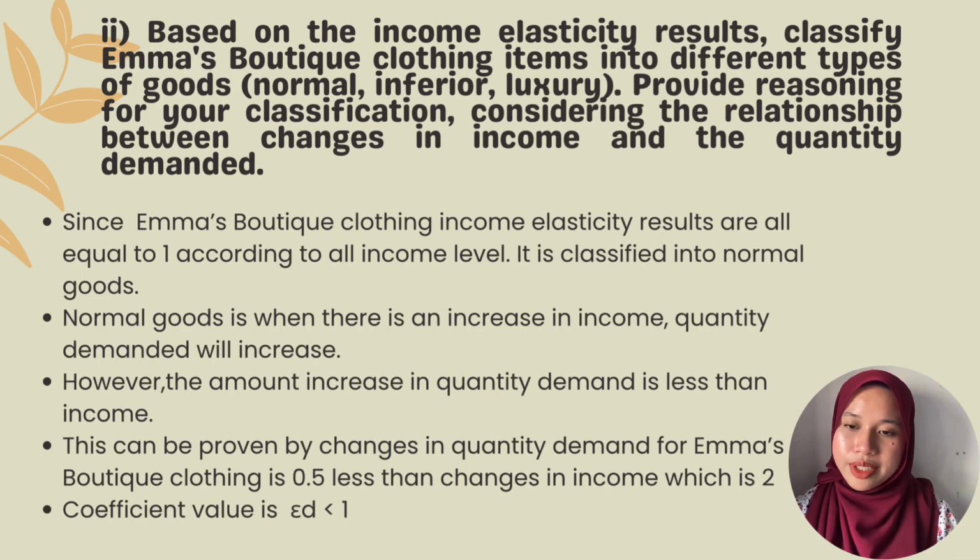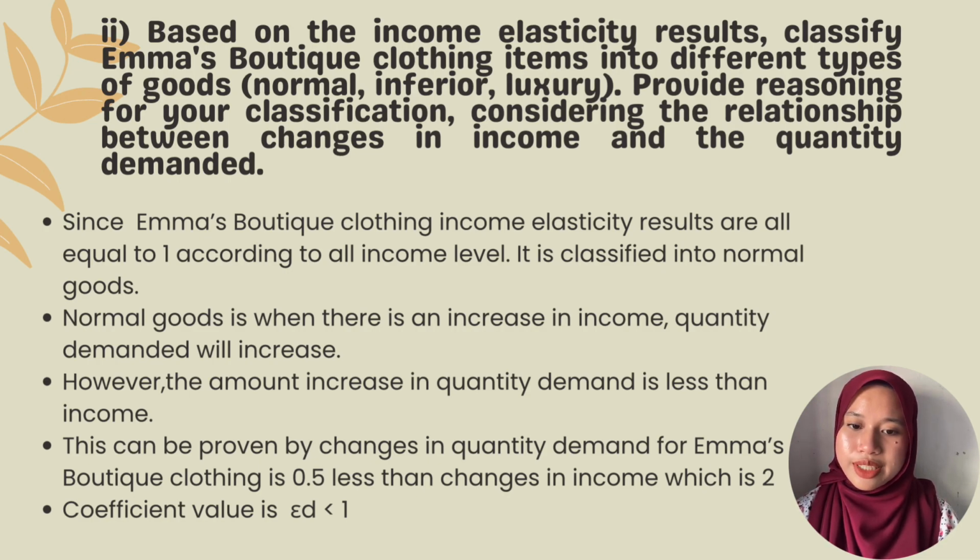For the second Roman, the question is: based on the income elasticity result, classify Emma's boutique clothing item into different types of goods, whether it is normal, inferior or luxury. Provide reasoning for your classification, considering the relationship between changes in income and the quantity demanded. Since Emma's boutique clothing income elasticity results are all equal to 1 according to all income levels, it is classified as a normal good. What is a normal good?